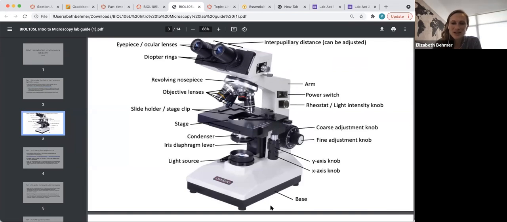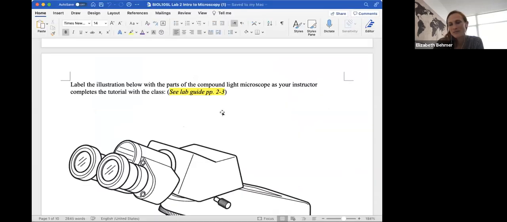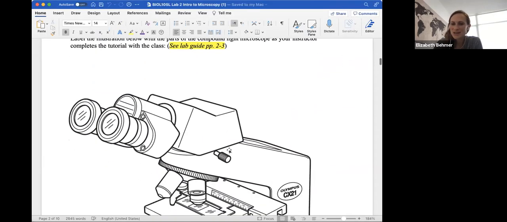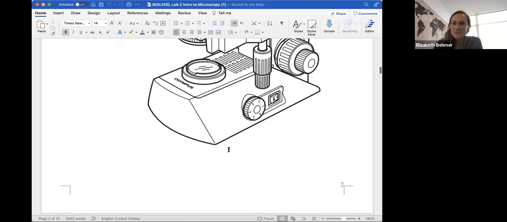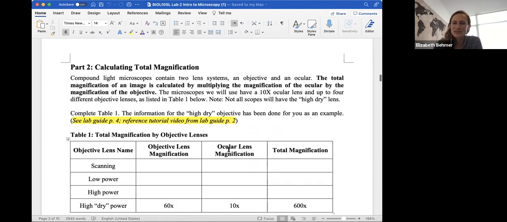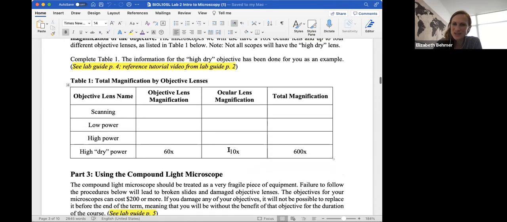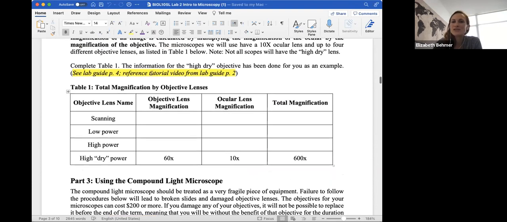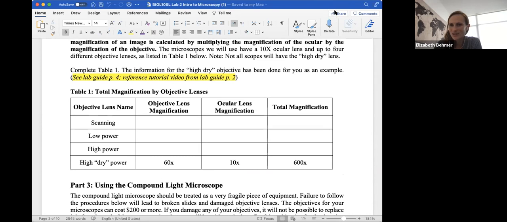So your first part in your worksheet is to identify all the parts of the microscope. And I'm going to go back and forth to and from the worksheet to walk you through it. The next part of your worksheet is you have to calculate total magnification. There's the tutorial video that you can watch that will help you with this, but I will also talk you through how we calculate total magnification.